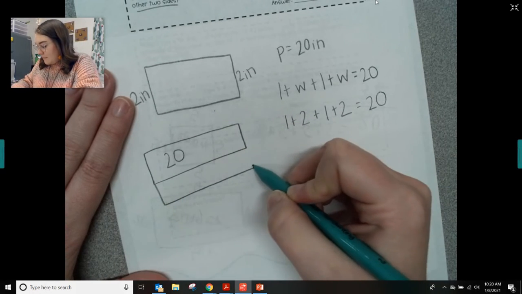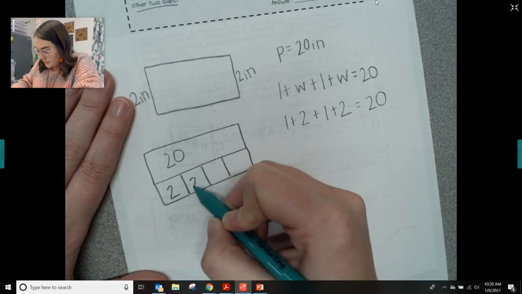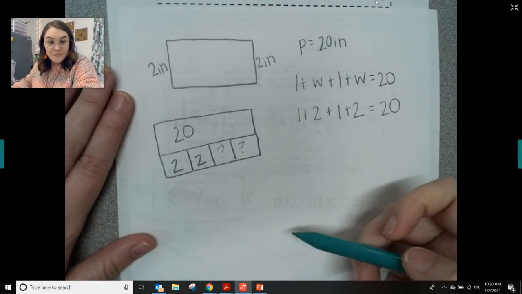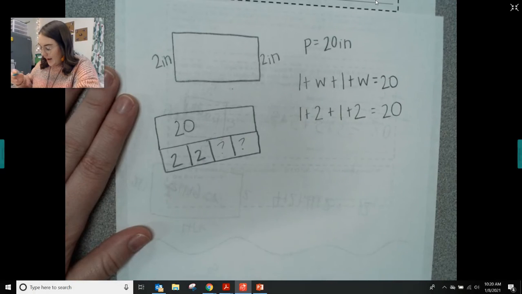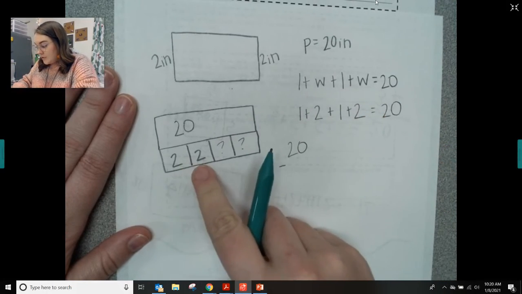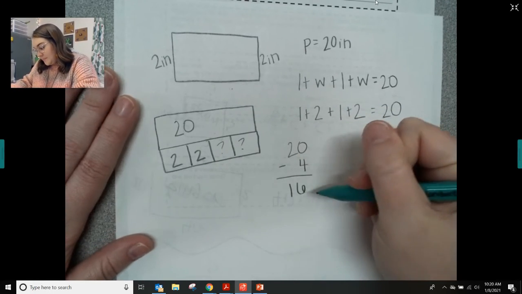Okay, and I have my parts. There are 4 sides, right? 2 of them are 2. And then we need to know these 2. This looks like a subtraction problem to me, doesn't it? I hope that you're seeing it. So 20 minus 2 plus 2, which is 4, gives us 16.